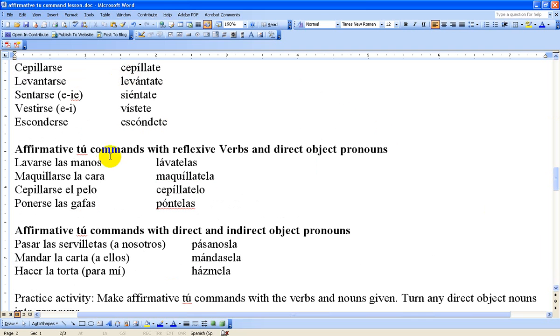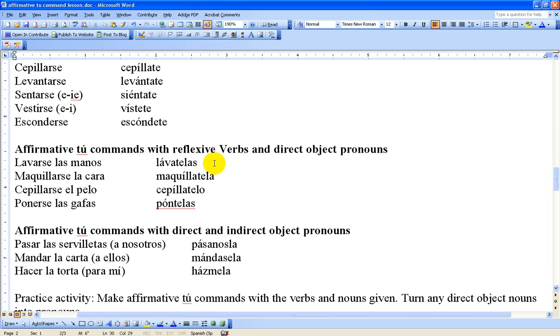The difference being, though, is that I have this direct object noun that I'm going to change to a pronoun. So like the hands will change to las, the face will change to la, pelo will change to lo, and the gafas will change to las. And I'm going to attach them again to the end of the command. So we have lávate las.